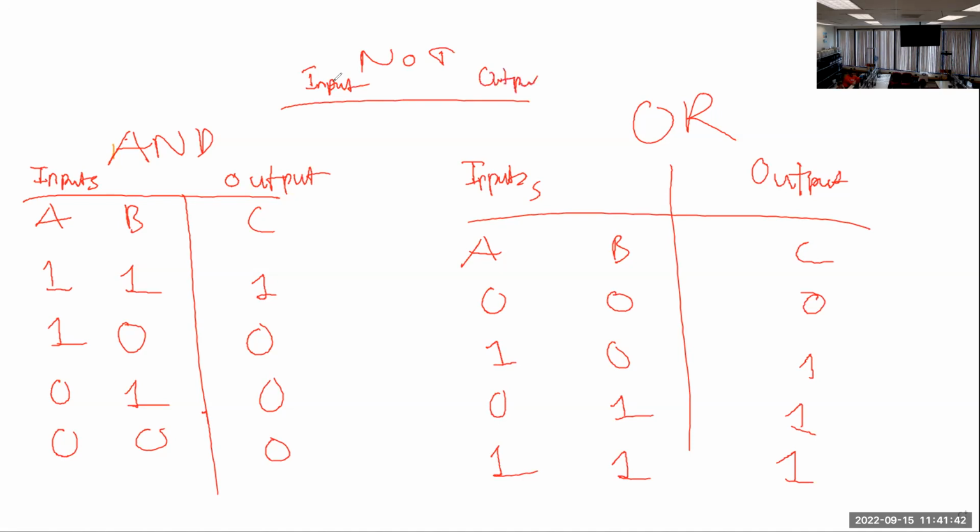So of course, when the input is 0, the output is 1. NOT of 0 is 1, right? And when the input is 1, the output is 0. That's all. So basically, you have to understand the truth table when you work with selection, because in selection you sometimes have to use compound logic. Compound logic means you combine them together, right?